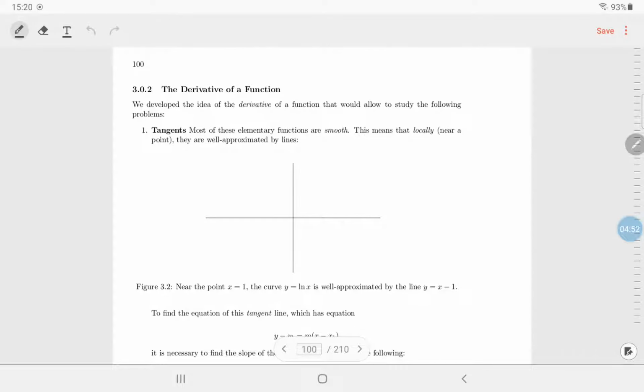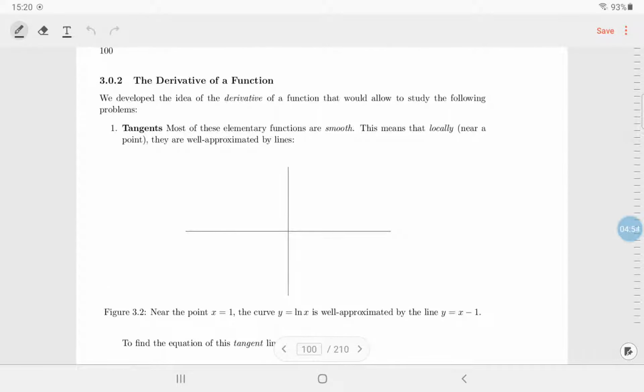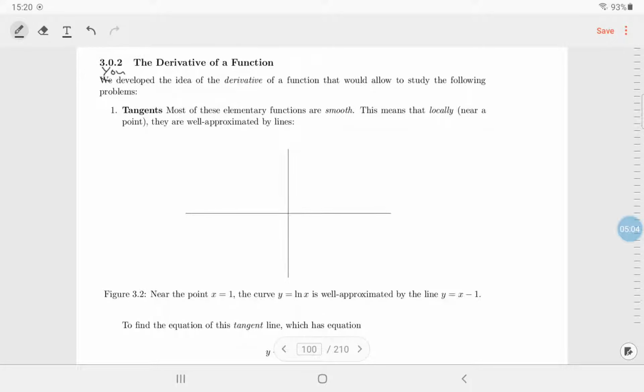Okay. So how are we going to study these functions? We developed, or rather you developed, last semester, the idea of the derivative of a function. And the derivative of a function allows you to study these problems. So first of all, a lot of these functions are what are called smooth. You can make that a bit more precise, but roughly what it means is if you zoom in, they look like lines. So let's do an example here.